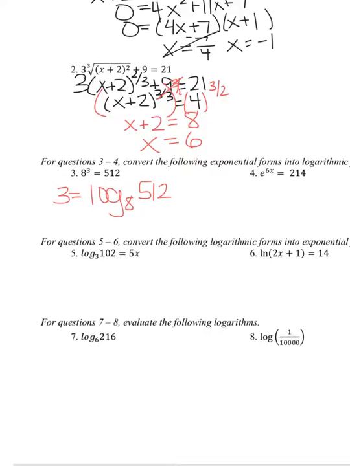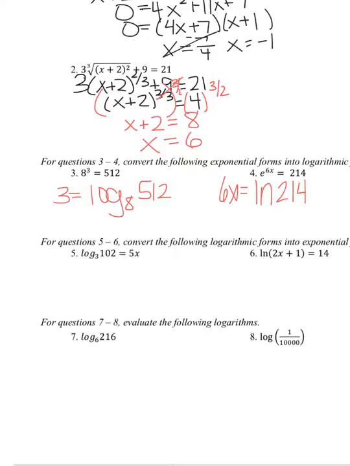For number 4, 6x equals, now you could write log base e of 214, or because it's log base e, you have the ln of 214. Okay, that's probably how you would see it if that were multiple choice.